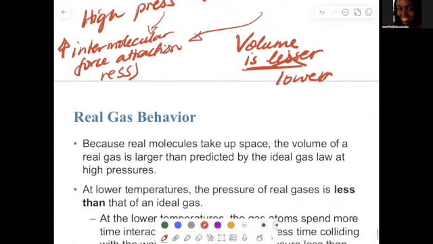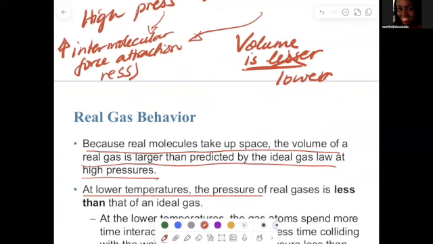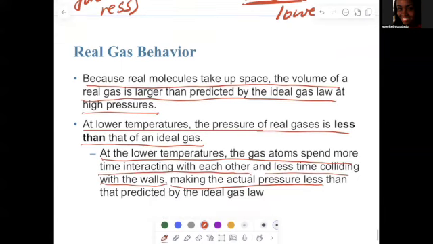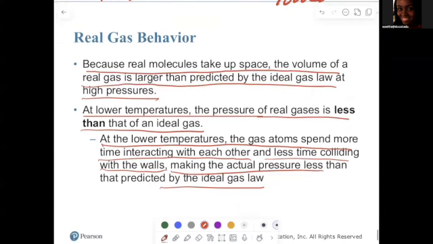So here we're told, because real molecules take up space, the volume of a real gas is larger than predicted by the ideal gas law at high pressure. At lower temperatures, the pressure of a real gas is less than that of the ideal gas. I told you guys why, right? All that interaction and attraction between the particles slows them down. They don't get to the wall of the container that much, and the pressure is now lower. At the lower temperature, the gas atoms spend more time interacting with each other and less time colliding with the walls, making the actual pressure less than that predicted by the ideal gas law.